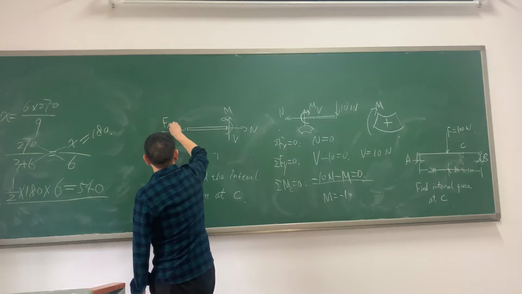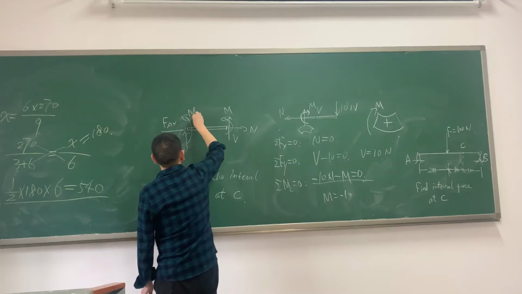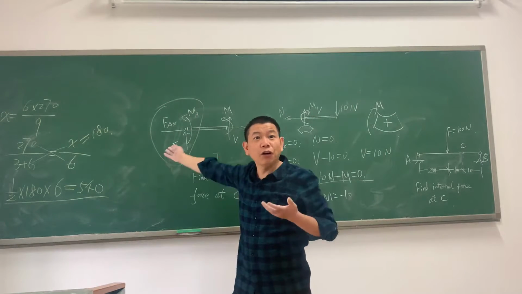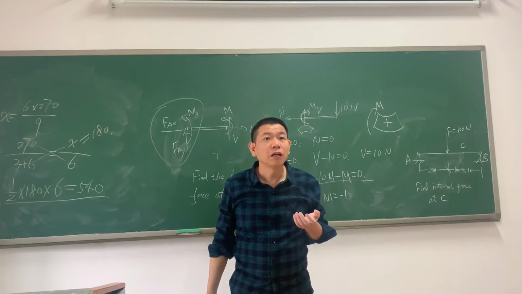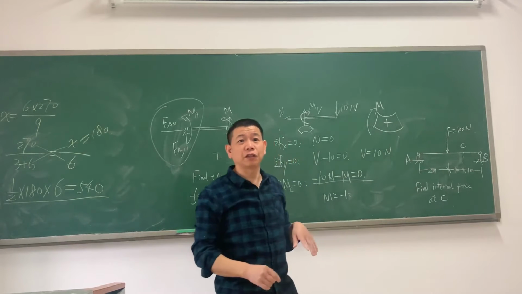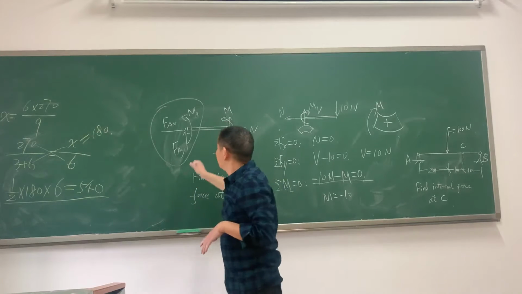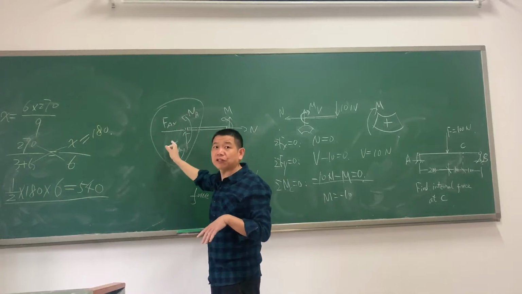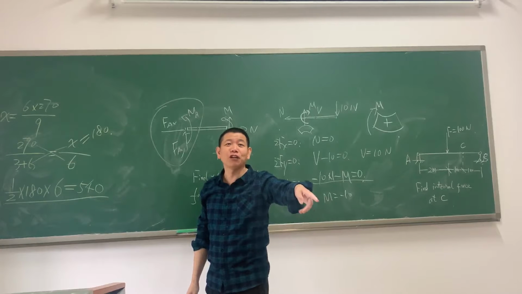If you take this part, it's M, it's V, it's M. Here FAx, FAy, MA. Do you know how much they are? We don't know. So taking the left part is not convenient. If you want to take the left part, at first you have to find these three reactions, and it's not easy to find them.